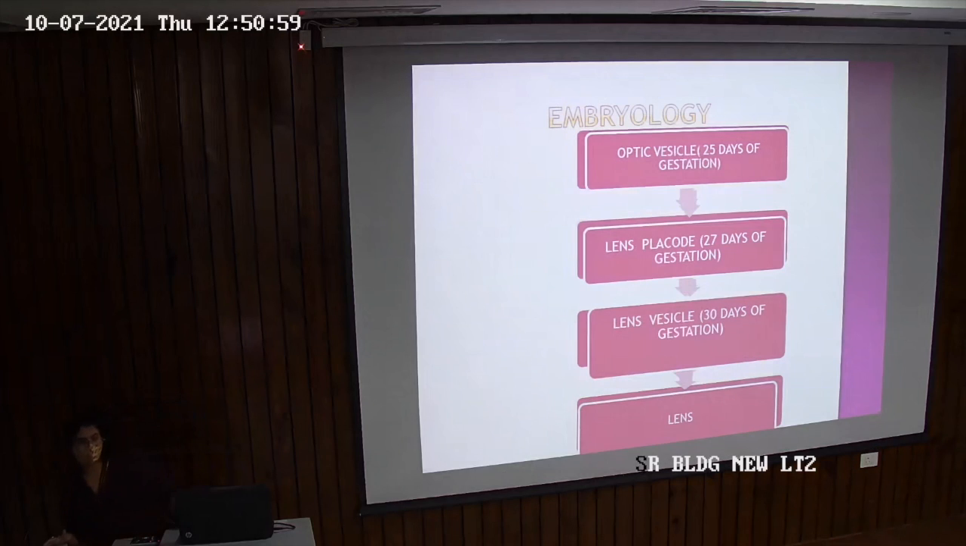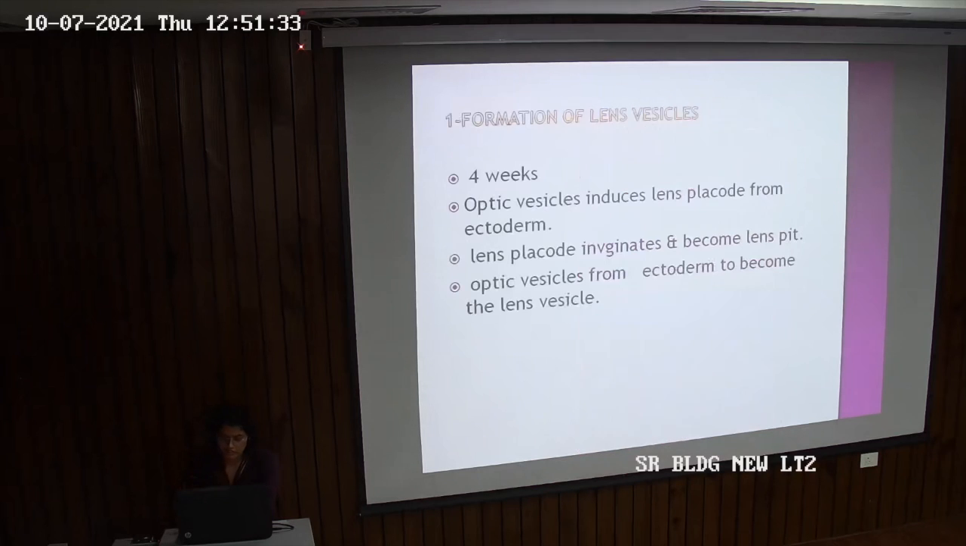Before that, I would like to introduce some embryological part which is actually important, that is, how the optic vesicle is formed. It starts with the optic vesicle, which is on the 25th day of gestation. Then there is the formation of the lens placode on the 27th day of gestation, then the formation of the lens vesicle on the 38th day of gestation, and then finally the formation of the lens. So we'll proceed with this.